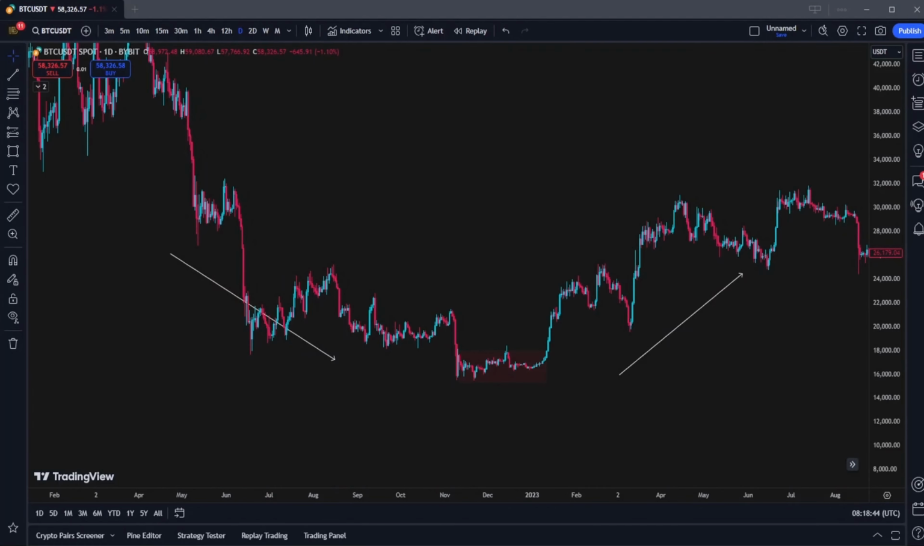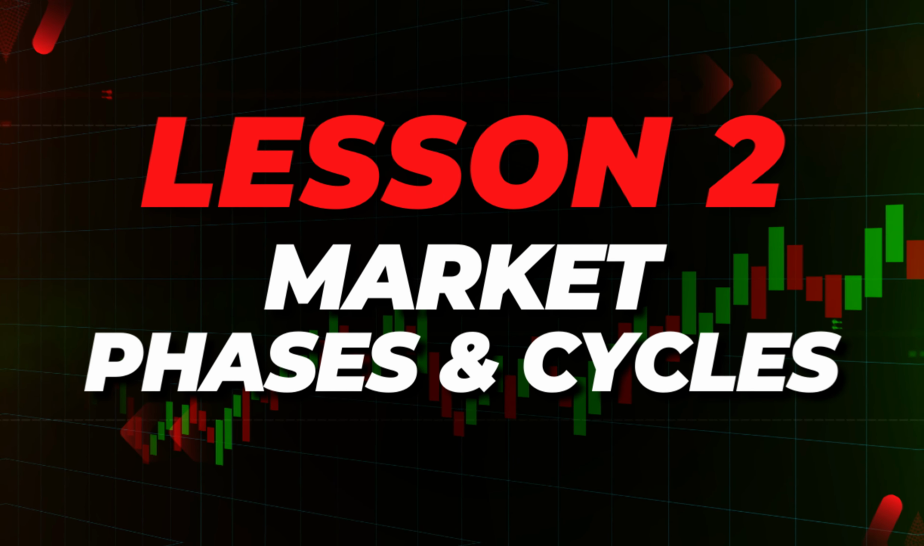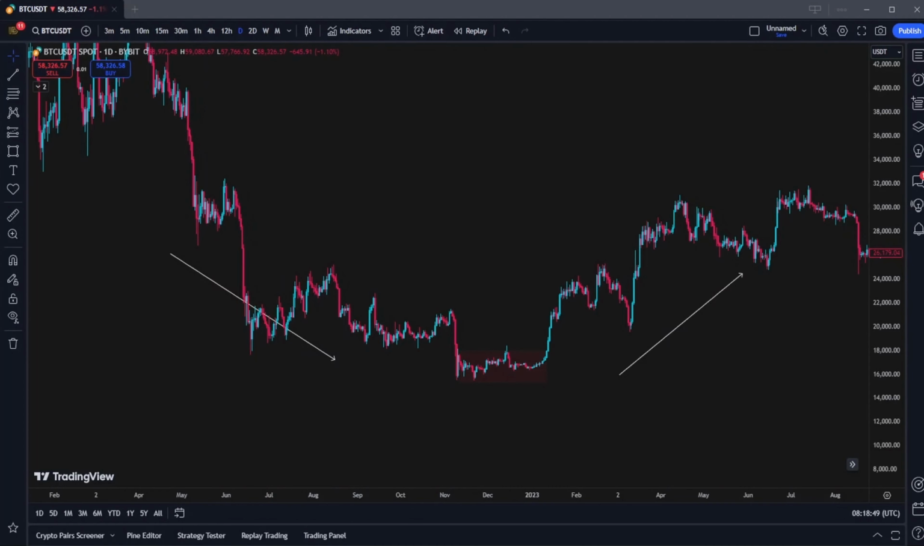Today we're diving deep into market phases and cycles, which is a crucial aspect of smart money concepts. Now, understanding these phases is vital for making informed trading decisions and effectively navigating the market. We're going to explore the three main market phases, which are accumulation, distribution, and reaccumulation/redistribution, and exactly how they relate to SMC, or smart money concepts.